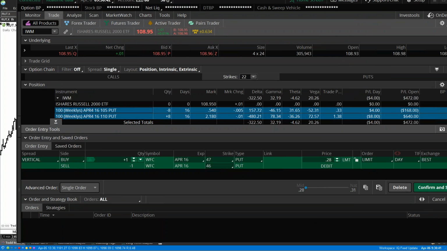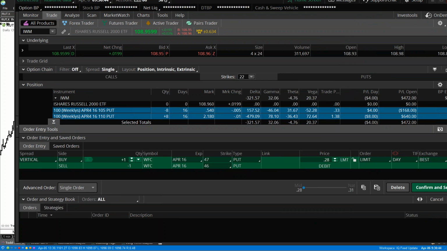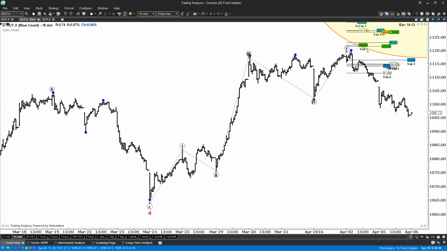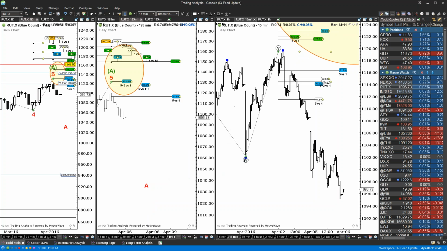And we're up some money. I'm down $4 today on my position, so we are kind of flat. All right, guys, so that will be it. Any other questions?